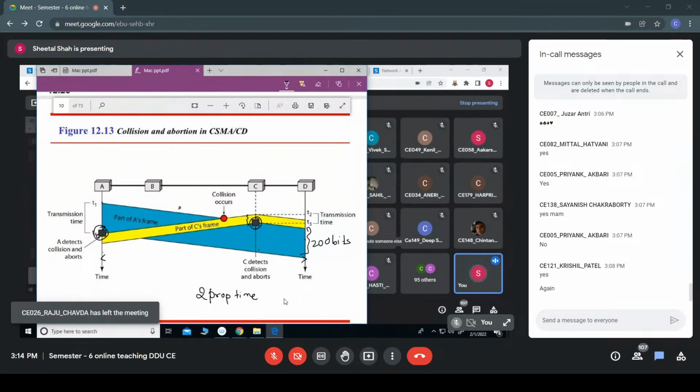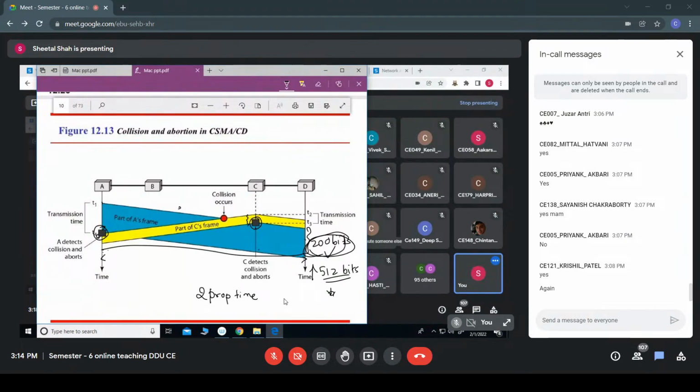Before reaching the acknowledgement, it has already transmitted the entire frame. So if it senses the channel later, it would make out that there is some collision, but it would not make out that it is due to the frame whose size is 200 bits. Whereas if I use 512 bits, this is the minimum size. It can be greater than that.